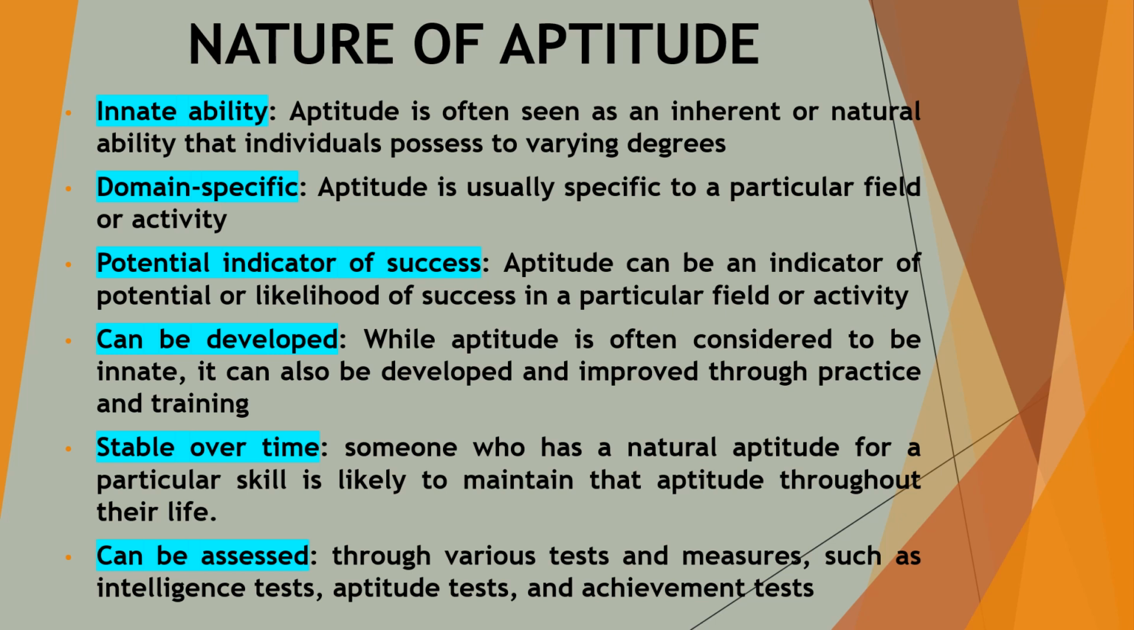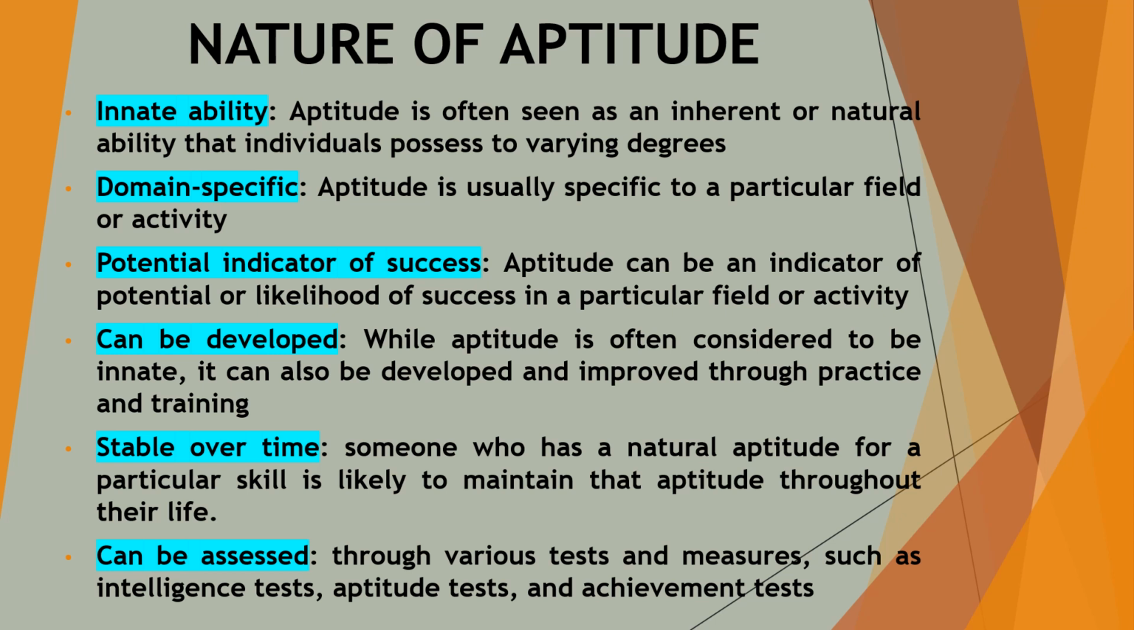Potential indicator of success. Aptitude can be an indicator of potential or likelihood of success in a particular field or activity. It is not a guarantee of success, as other factors such as motivation, effort, and environmental factors can also influence the achievement. Can be developed.